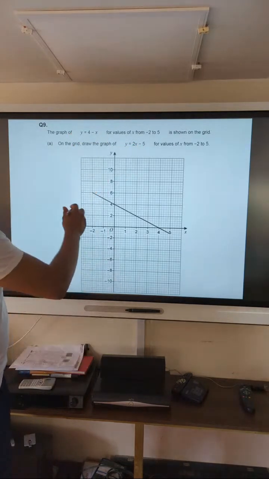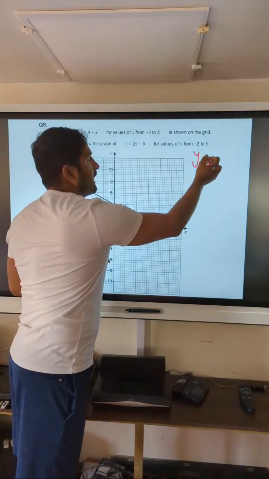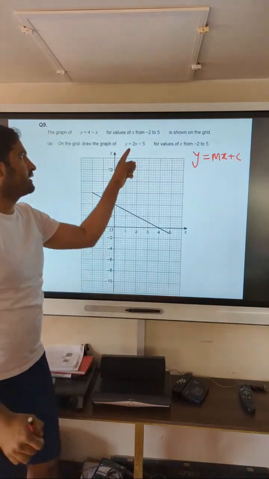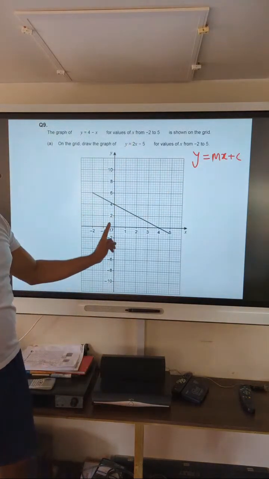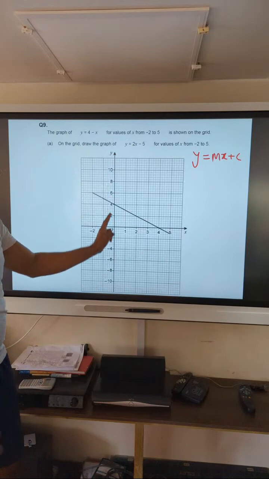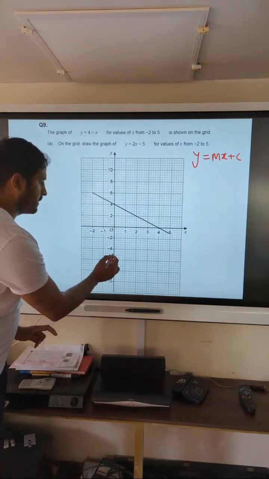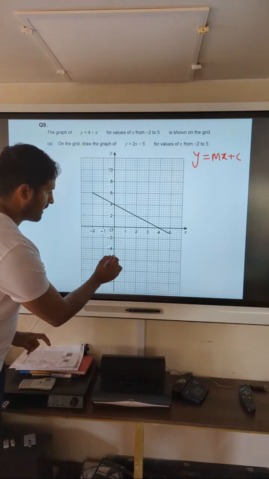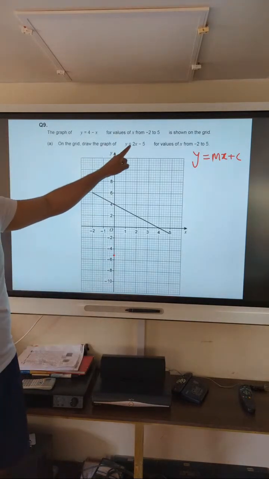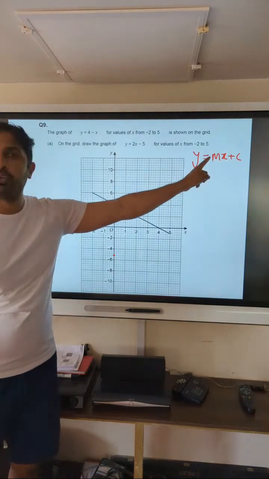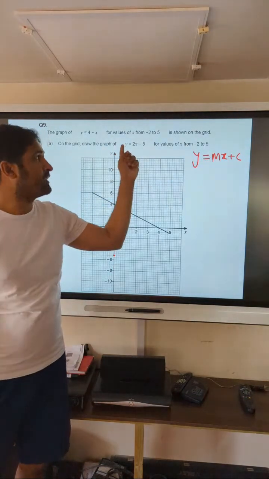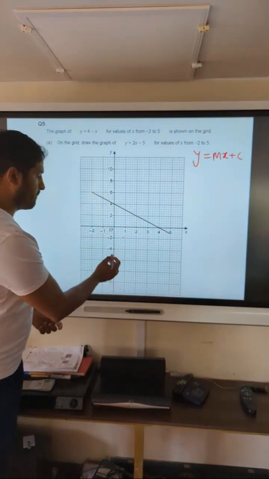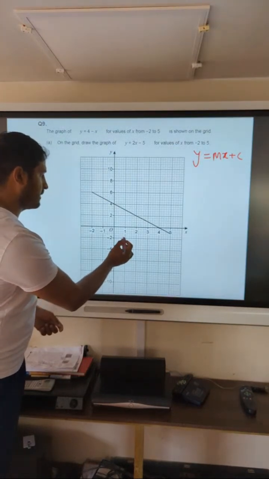Remember, any straight line graph will have the equation y equals mx plus c, where c is the y-intercept, so where it crosses the y-axis, when x is equal to 0. So when x is 0, y is negative 5. So we know it's that point there, exactly halfway between negative 4 and negative 5. Then the gradient is the coefficient of x, which is 2. So when I move 1 across, I'm going 2 up.